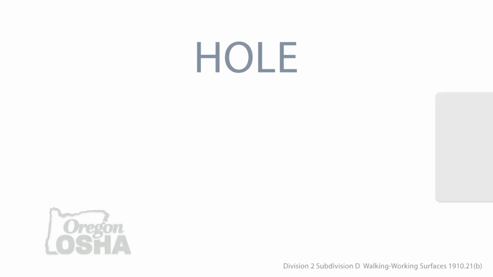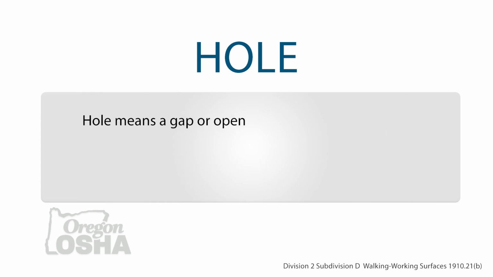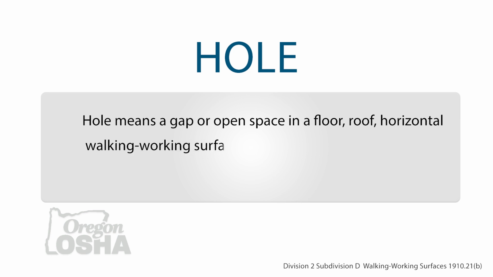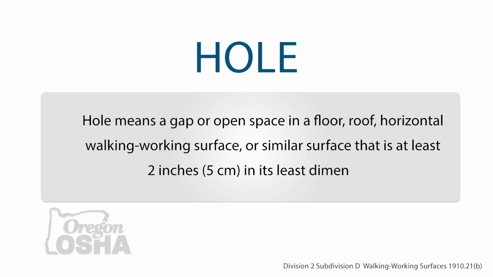A hole is defined as a gap or open space in a floor, roof, horizontal walking-working surface, or similar surface that is at least 2 inches in its least dimension. A hole is any opening in a horizontal surface. So when you're walking across the floor, if there is a hole in the floor, it is a hole. A skylight is an example of a hole in a roof.